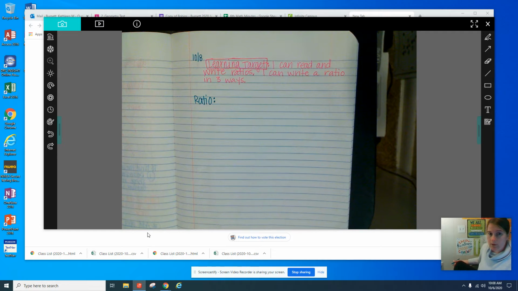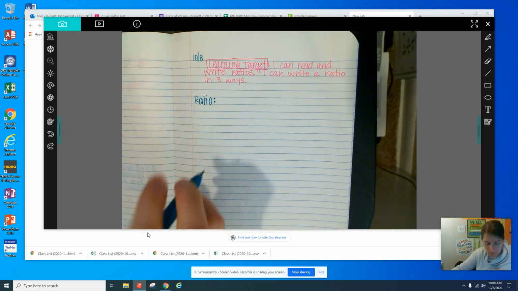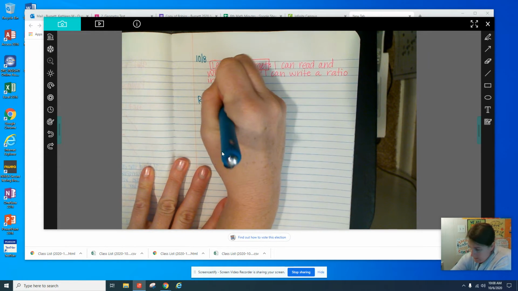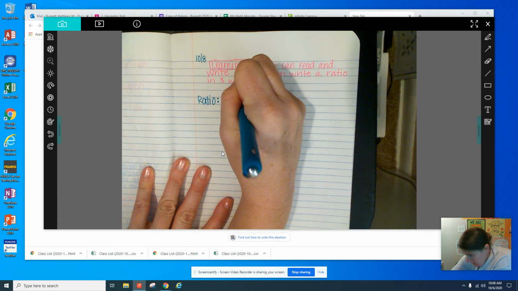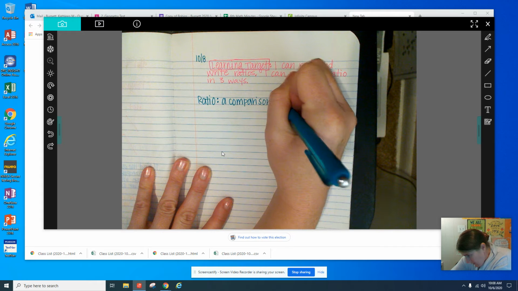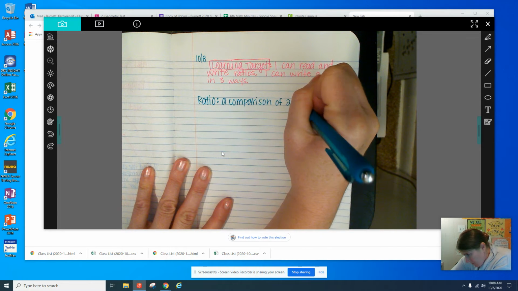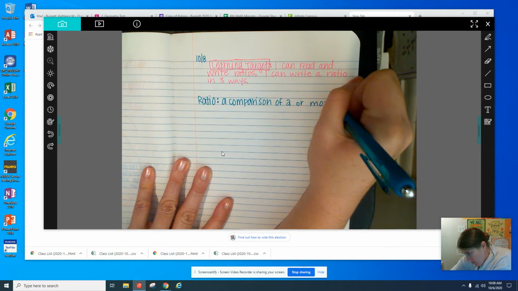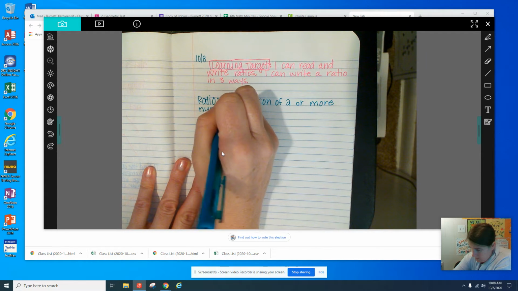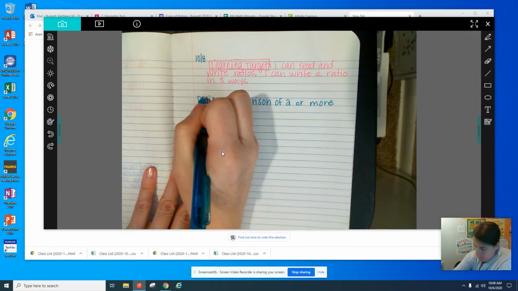The key vocabulary for this unit is the word ratio. So the first thing we're going to do is define that word. Ratio is going to be a comparison of 2 or more numbers. Sounds pretty simple, right?